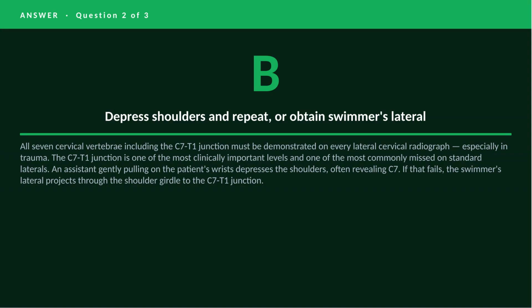The answer is B. Depress shoulders and repeat, or obtain a swimmer's lateral. All 7 cervical vertebrae in the C7, T1 junction must be demonstrated on every lateral cervical radiograph, especially in trauma. An assistant gently pulling on the patient's wrist depresses the shoulders, often uncovering C7. If that fails, the swimmer's lateral projects through the shoulder girdle.